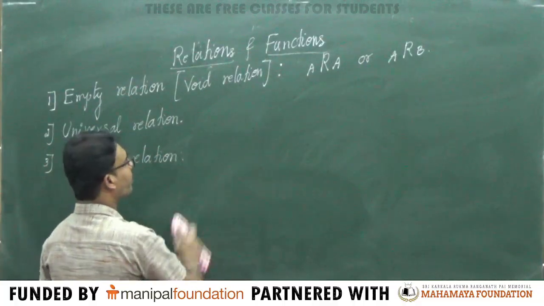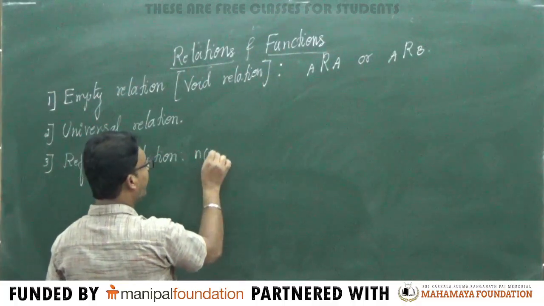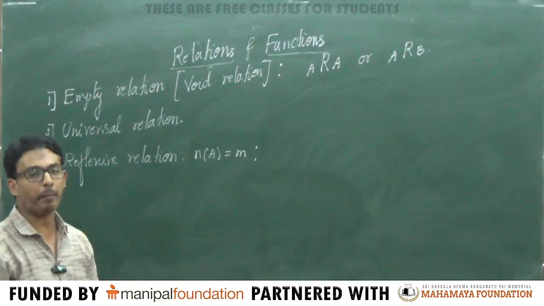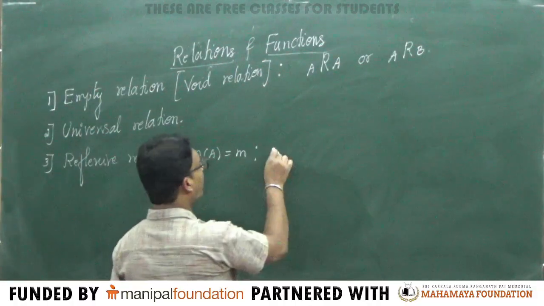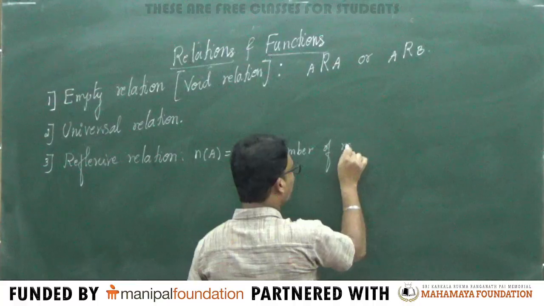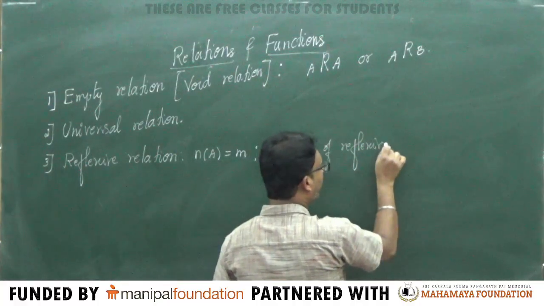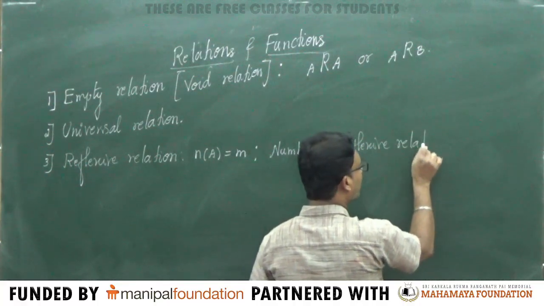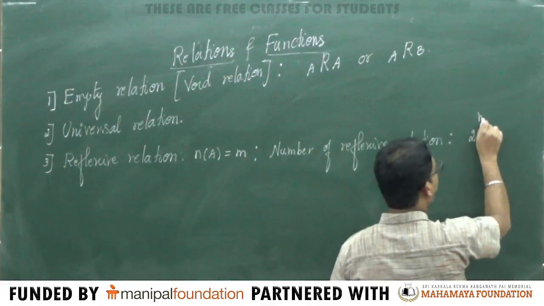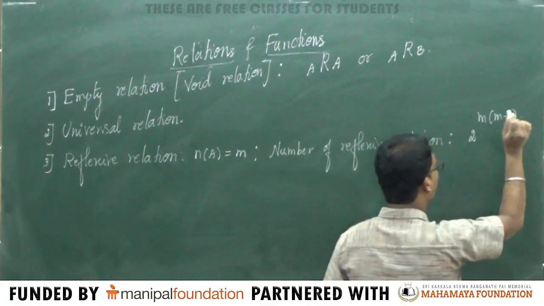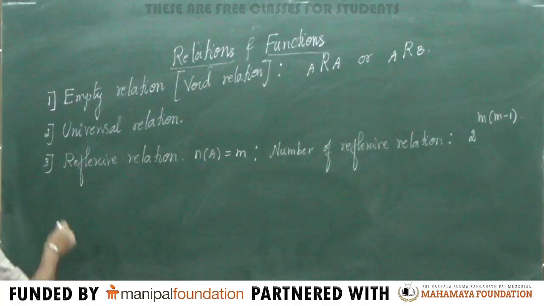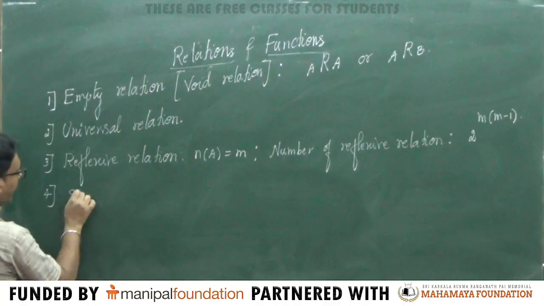Assume that the set A contains some m distinct elements. Then the formula to find the number of reflexive relations is 2 to the power of m into (m minus 1), that is, 2^(m(m-1)). That is the formula to find the number of reflexive relations. Next, the fourth one is symmetric relation.